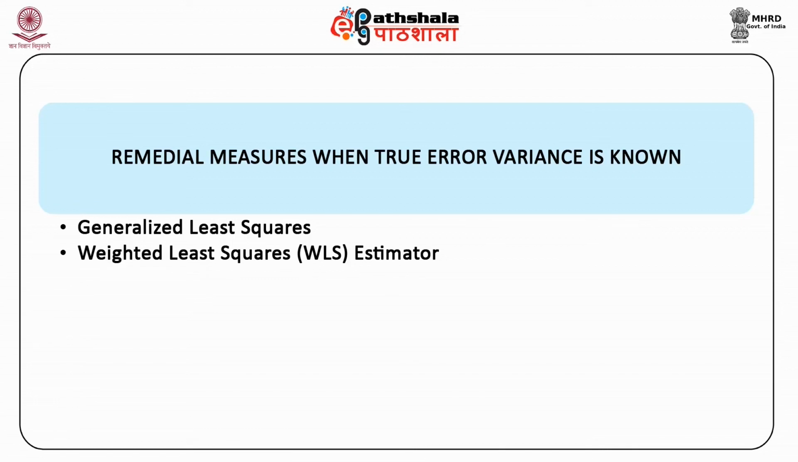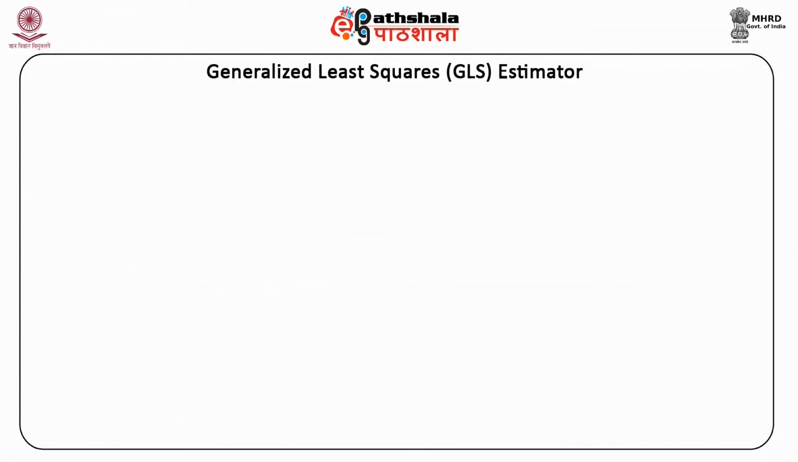From here on, we will discuss the remedial methods of heteroscedasticity when true error variance is known, which include generalized least squares and weighted least squares estimators as the most popular ones. This category is of great relevance because it's not always possible to obtain the true error variance for a study. Let's discuss each one of them in turn. If the variance of the error term is non-constant, then the best linear unbiased estimator is the generalized least squares estimator. It is also called the weighted least squares estimator.